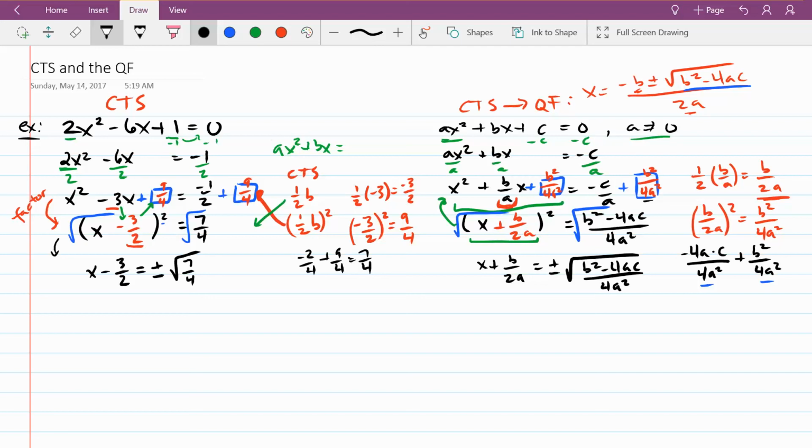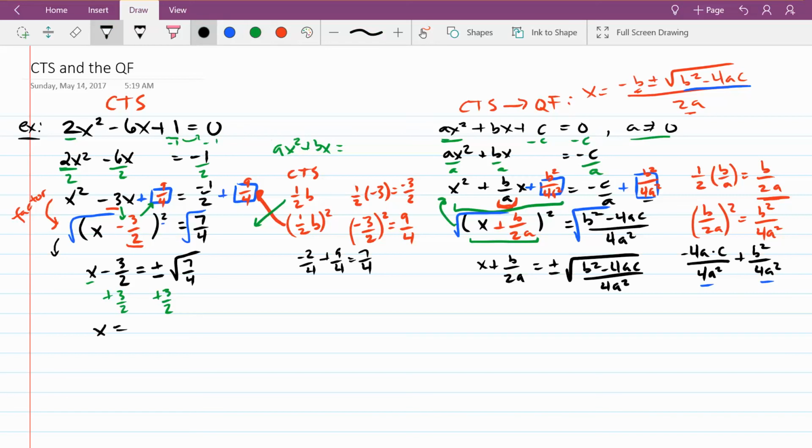Almost done. It's looking pretty close. Alright, back to this example over here. Well, I want to get x by itself. Isolate x. I have a negative 3/2, so we add 3/2 on both sides. And besides simplifying, this example is about done.